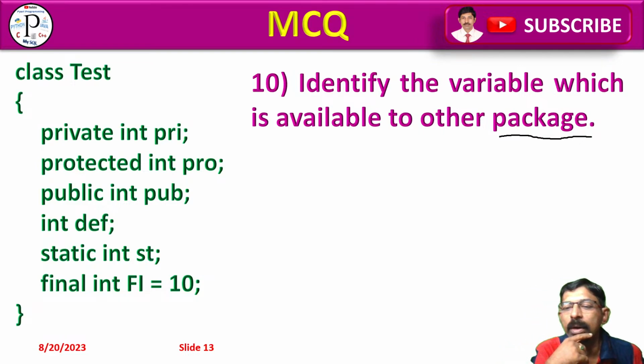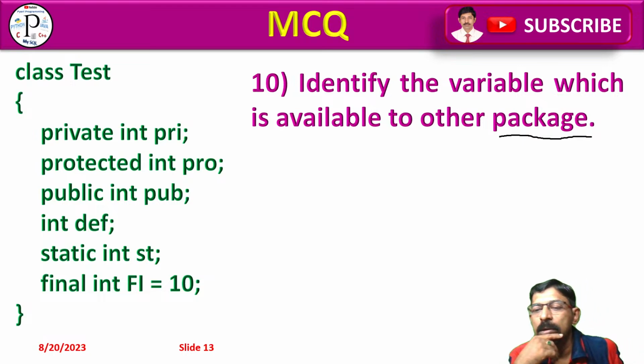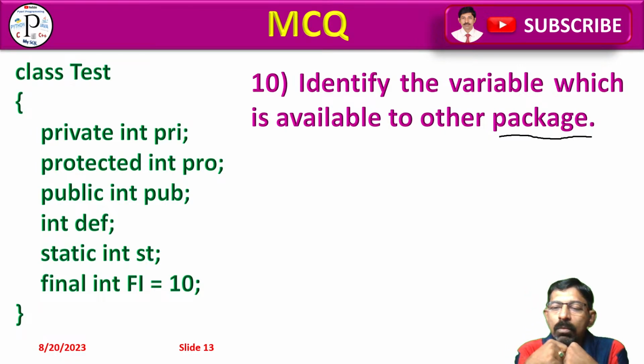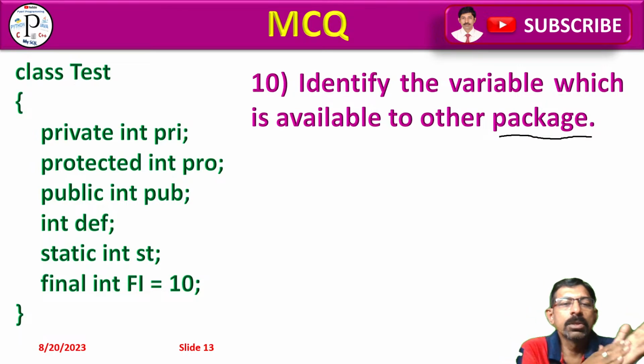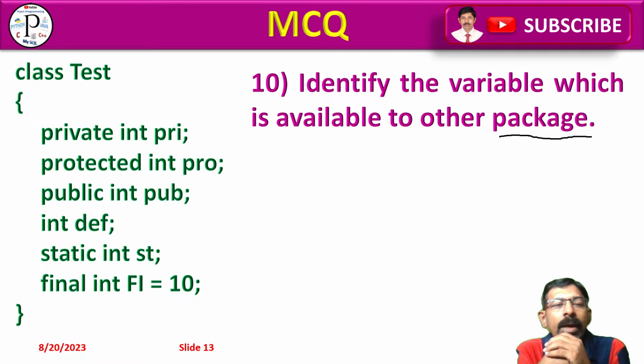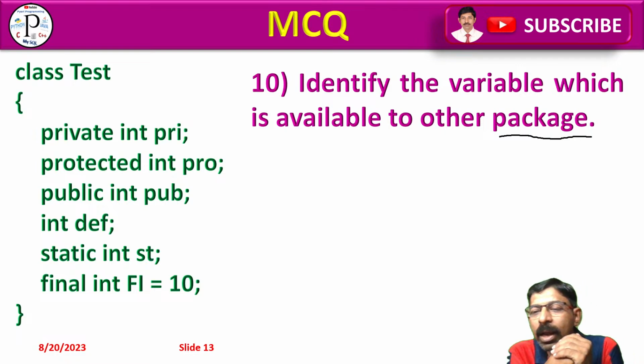All except private, except protected, public, default, final. Why are you always running before final, beta? Final is not an access specifier; its access specifier is default. Here there is nothing related to this. INT, DF, ST and FI all are having default access specifier.